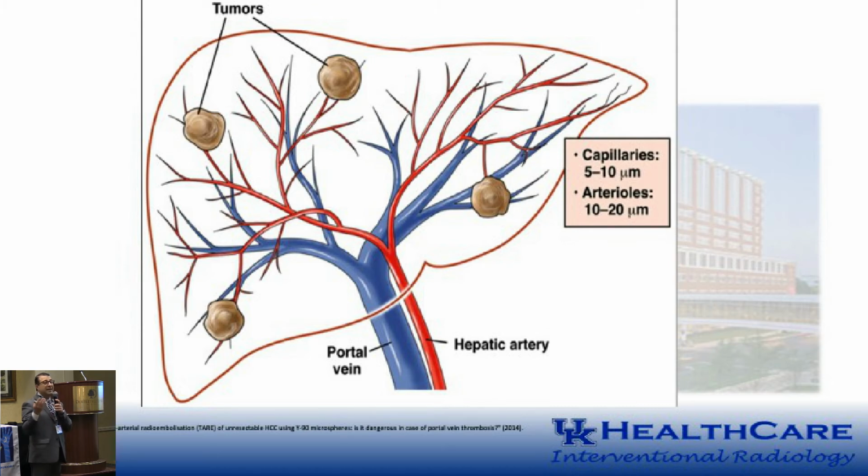The kidney does not have this option. The brain does not have this option. Any other organ in the body does not have this option. You cut the blood supply, the organ will die. The liver is fine. It's like, don't worry, man, just cut the blood supply. So that's why we're able to do that.